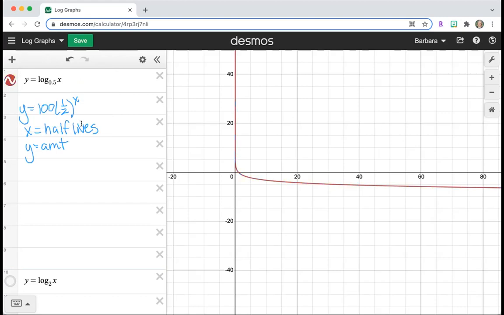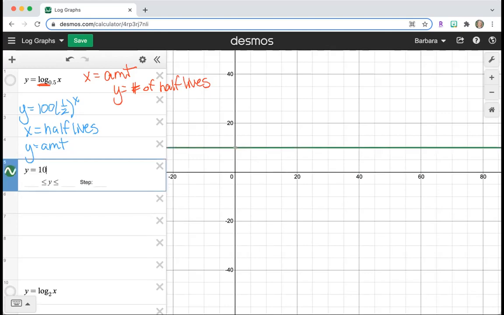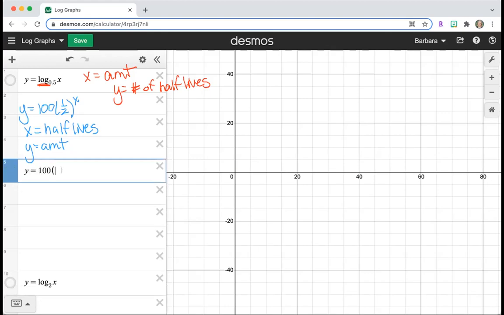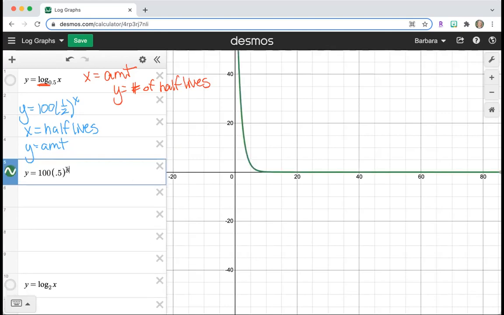All right, our x now is the amount and our y is going to be the number of half-lives because we're dealing with the log function. So I guess maybe before we go there, we'll put this in as y equals 100 times 1/2 to the x power. And I'll put this in blue since I wrote in blue here.